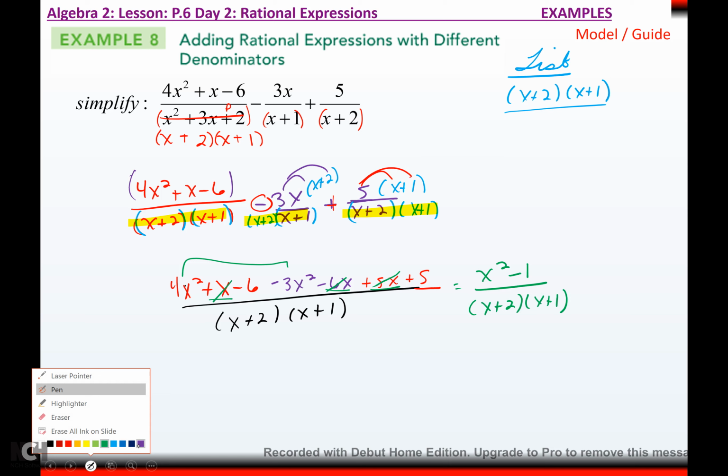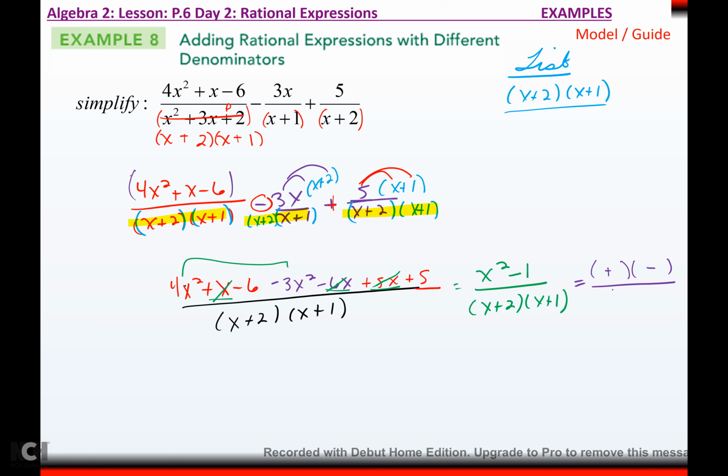The only thing I could still possibly do is factor the top and see if it cancels. And I can factor the top because that's difference of squares. So binomial, binomial, plus and minus. The square root of x squared is x. The square root of 1 is 1. And the bottom is x plus 2 times x plus 1. And sure enough, I have like factors. They cancel. And so I'm left with x minus 1 over x plus 2.